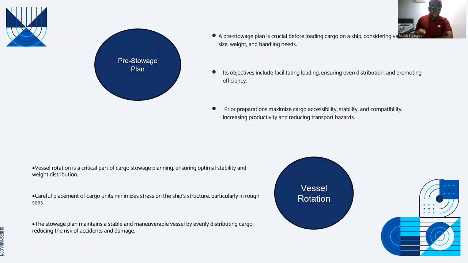Firstly, is the pre-stowage plan. A pre-stowage plan is crucial before loading cargo on a ship, considering variables like size, weight, and handling needs. Its objectives include facilitating loading, ensuring even distribution and promoting efficiency, prior preparation, maximum cargo accessibility, stability, and compatibility, increasing protection and reducing transport hazards. Secondly is vessel rotation.